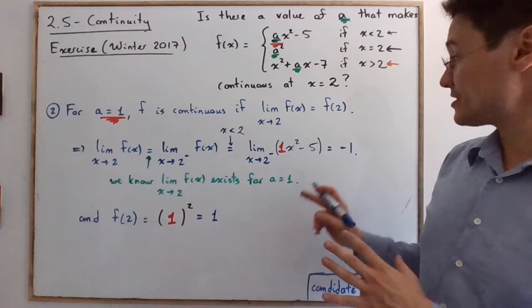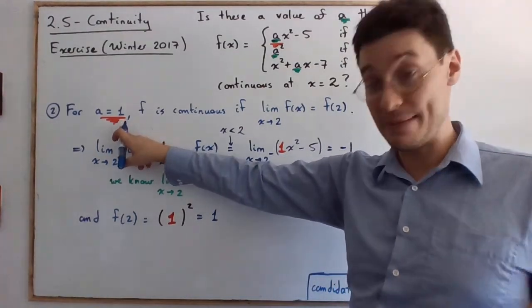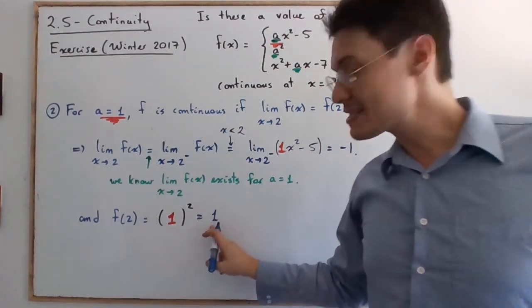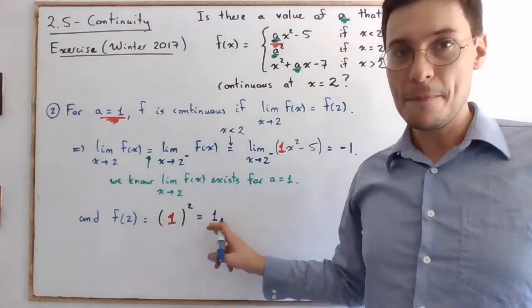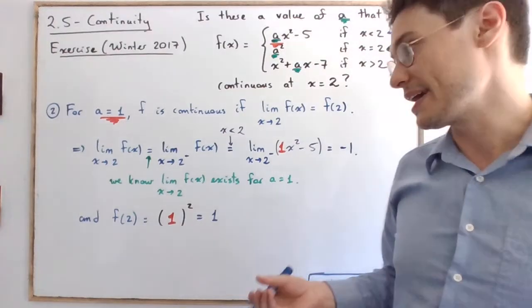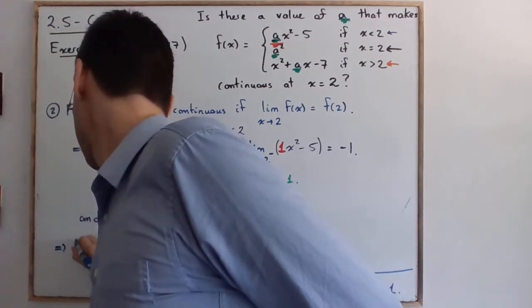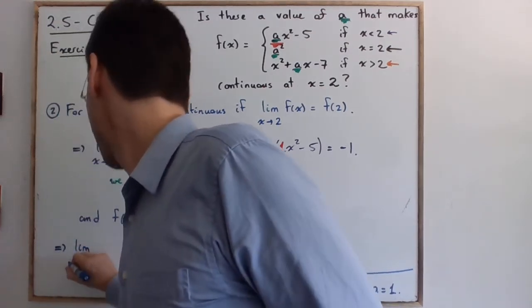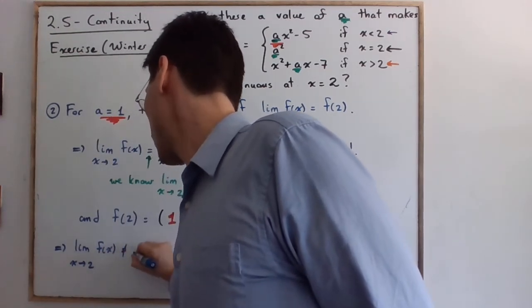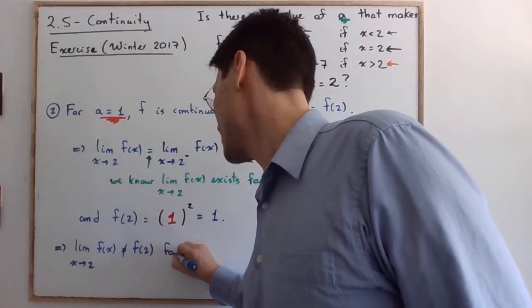So in other words, what happens is that if a is equal to 1, which is the only value for which the limit exists, the limit is going to be equal to negative 1, and the function value is going to be equal to 1. Therefore, the function is not continuous at x equals 2, even for that value of a. And this is how you conclude. The limit as x is approaching 2 of f of x is not equal to f of 2, for a equals 1.